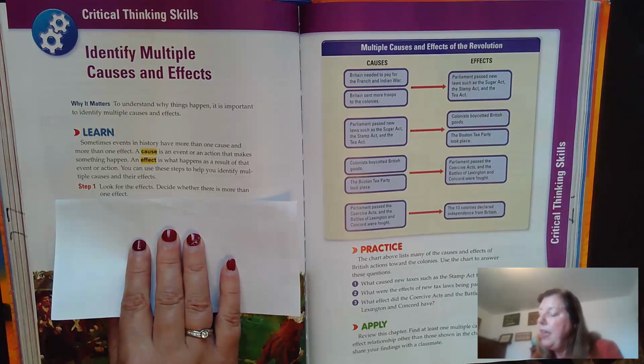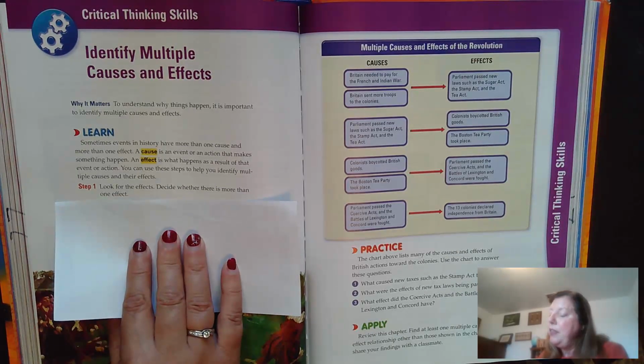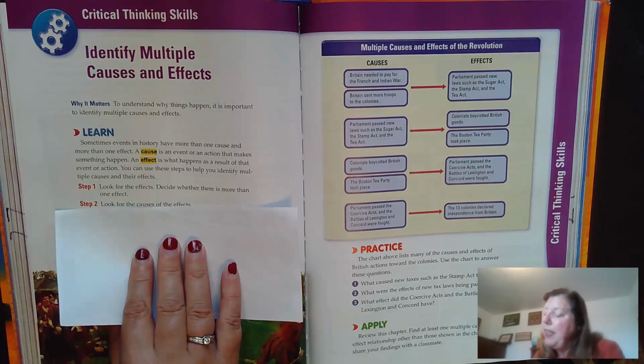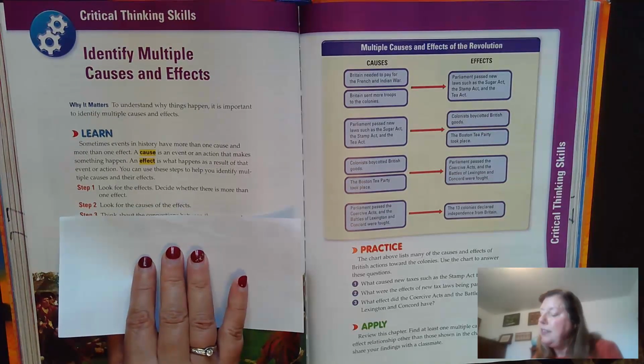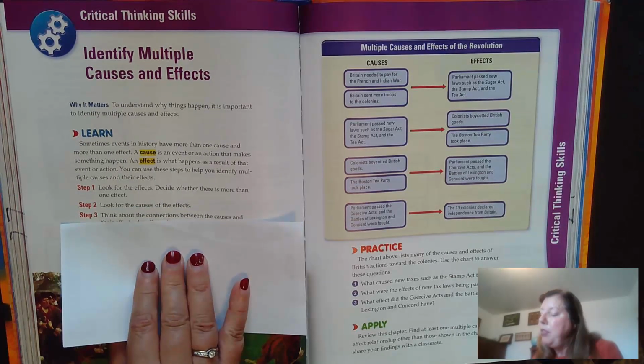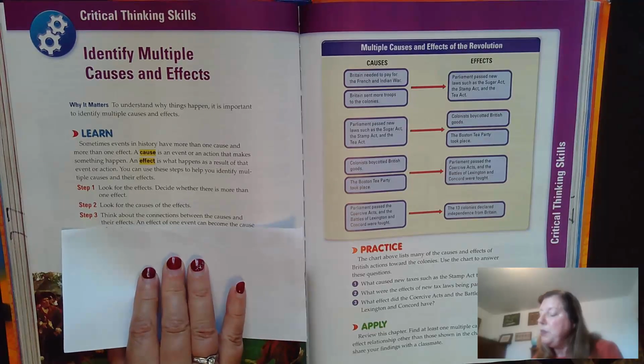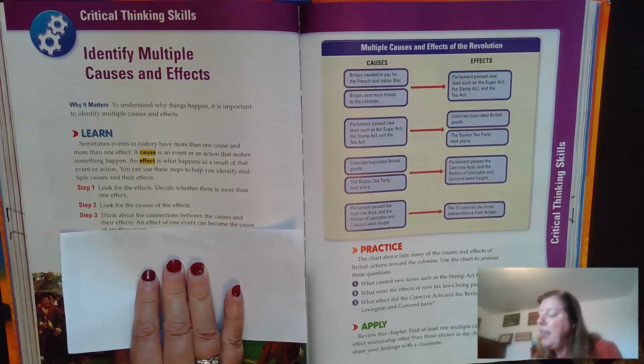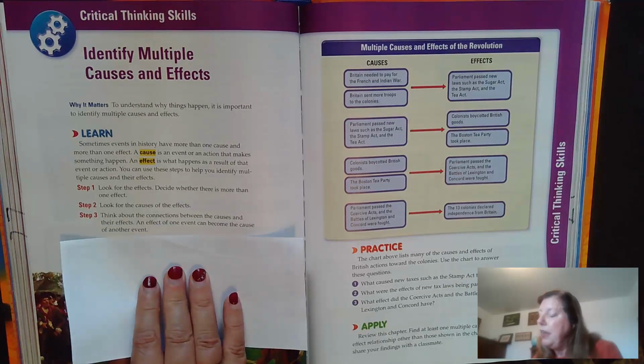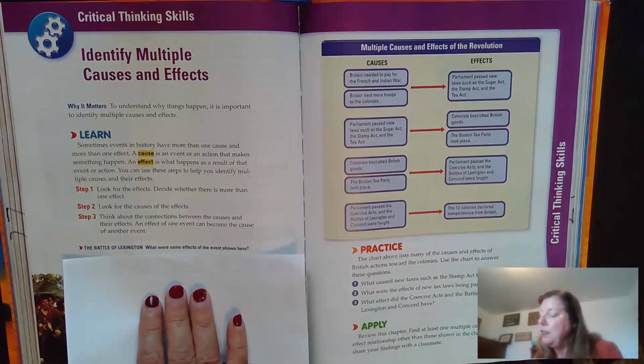Step 1. Look for the effects. Decide whether there is more than one effect. Step 2. Look for the causes of the effects. Step 3. Think about the connections between the causes and their effects. An effect of one event can become the cause of another event.